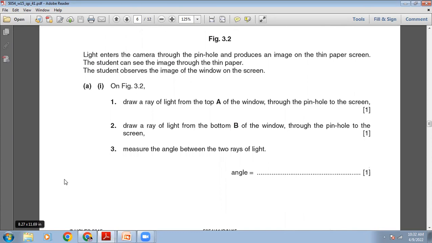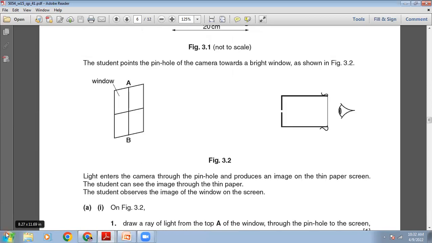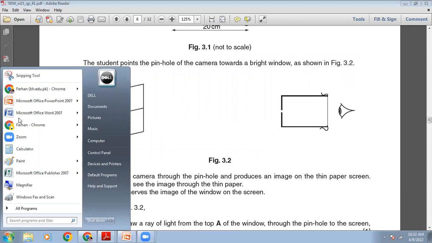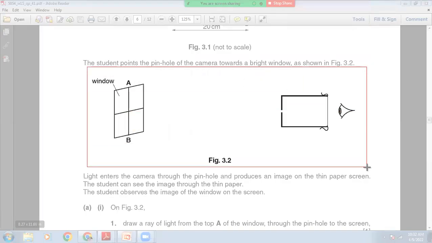On figure 3.2, they are talking about this figure. Draw a ray of light from the top A of the window through the pinhole to the screen. Draw a ray of light from the bottom B of the window through the pinhole to the screen. Measure the angle between the two rays of light. So the method is very simple. You see, this is that diagram. Let me take out the snipping tool and show you how we can do that.